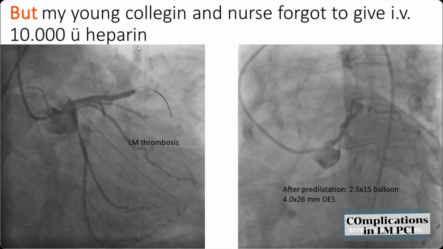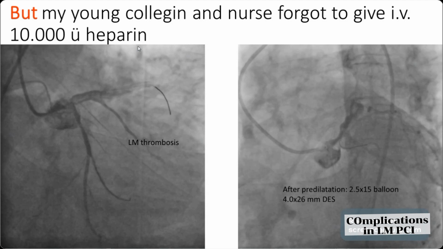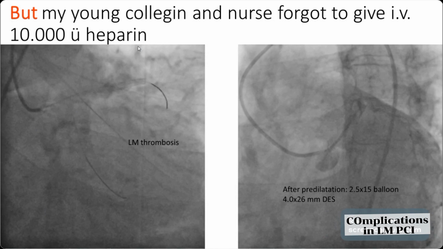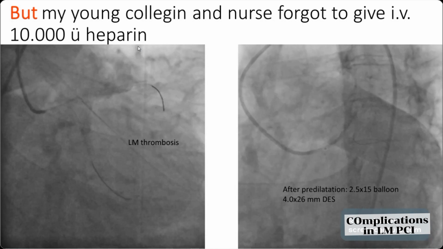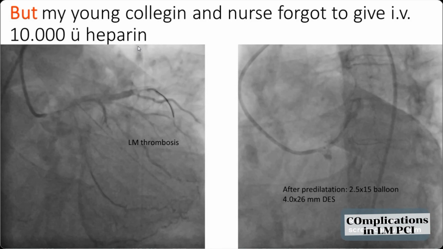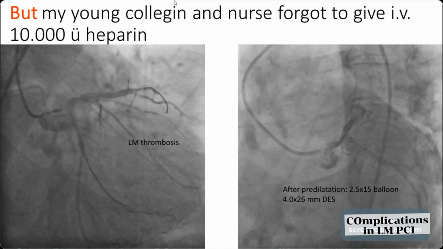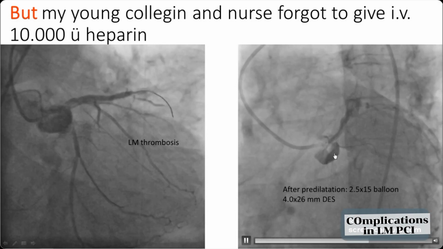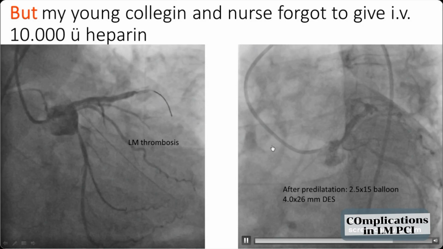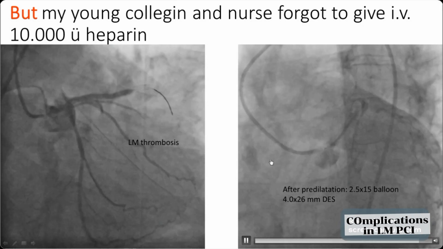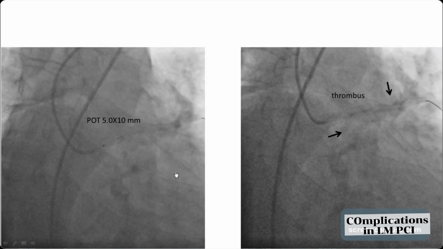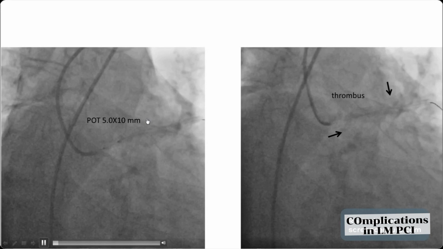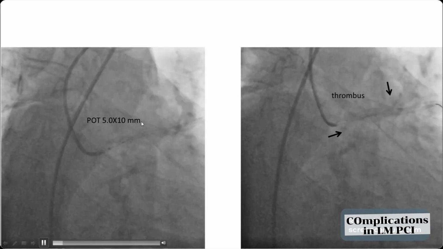But unfortunately, my young colleague and nurse forgot to give bolus heparin, and left main thrombosis occurred in this patient. The patient felt chest pain, and we urgently treated this patient with 2.5 balloon predilatation, and this is the stent, a 26 millimeter drug-eluting stent. We put the stent, and this is POT with a 5 balloon.